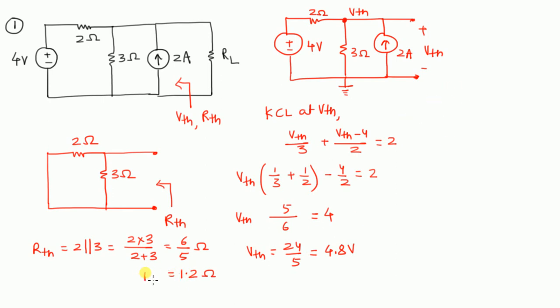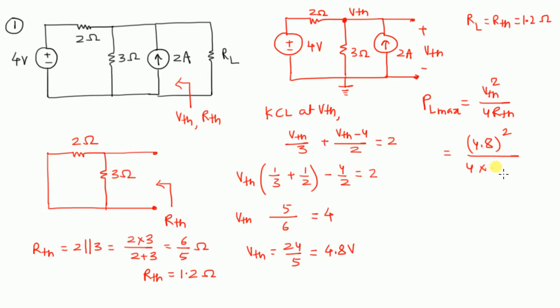So when the value of load resistance is 1.2 ohm, then the power absorbed by this load resistance is maximum, and that maximum power is VTH square over 4 RTH, and this will be 4.8 square over 4 into RTH, that is 1.2, which is 4.8 watt. Now let's move on to the next example.